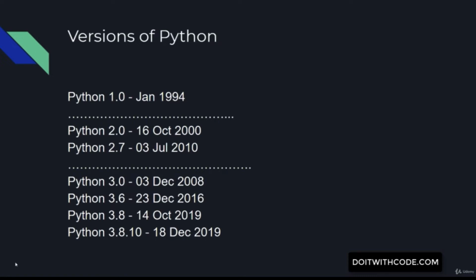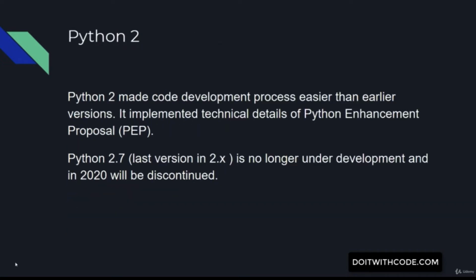Python 3.6, released on 23rd December 2016, became the most famous version of Python 3, while the latest release is 3.8.10, released on 18th December 2019. You can find a full list of Python release versions on Wikipedia if you are really interested. So let's move on to the next slide about Python 2.